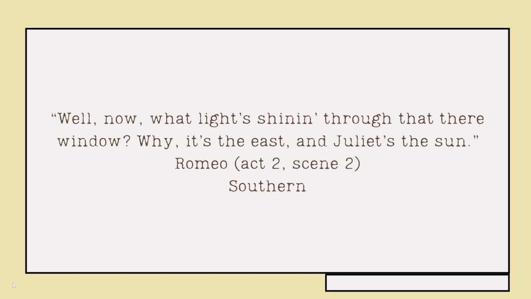All right, the first one is going to be a southern accent. Well now, what's light shining through that there window? Why, it's the east and Juliet's the sun. Here, we can tell very easily that we're talking about a southern accent when we see here, shining. Leaving off the G is a very southern thing. Well now, that's another term, a word whisper for southerners when we're creating these dialects.